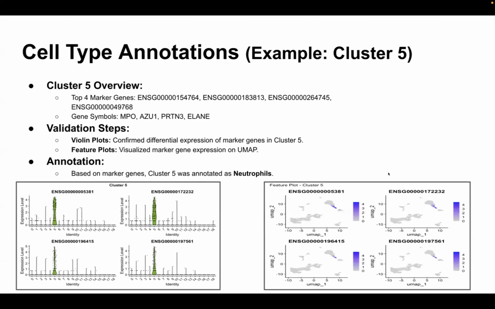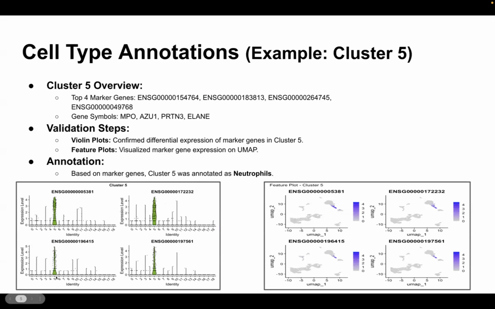After identifying the top 4 marker genes for each cluster, I validated the clustering results using violin plots and feature plots. Just for an example, let's say cluster 5. The top 4 marker genes are listed here, and these are known markers for neutrophils. First I used violin plots to confirm that these genes were differentially expressed in cluster 5 compared to the other clusters. As you can see here, it's highly expressed in cluster 5 compared to the others.